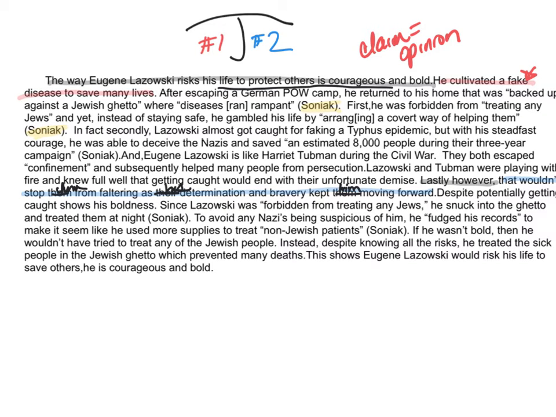In fact, secondly, Lazowski almost got caught for faking a typhus epidemic, but with his steadfast courage, he was able to deceive the Nazis and saved an estimated 8,000 people during the 3-year campaign. Cited. The evidence is really awesome here. It's specific. The quotes are well embedded. But what we need to help this person do, because the evidence is wonderful, is come up with a better claim.